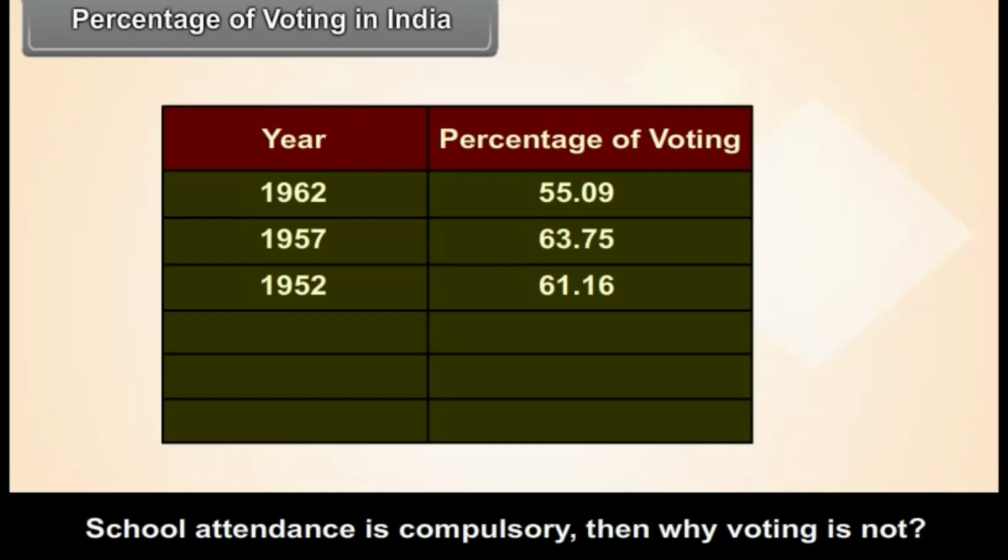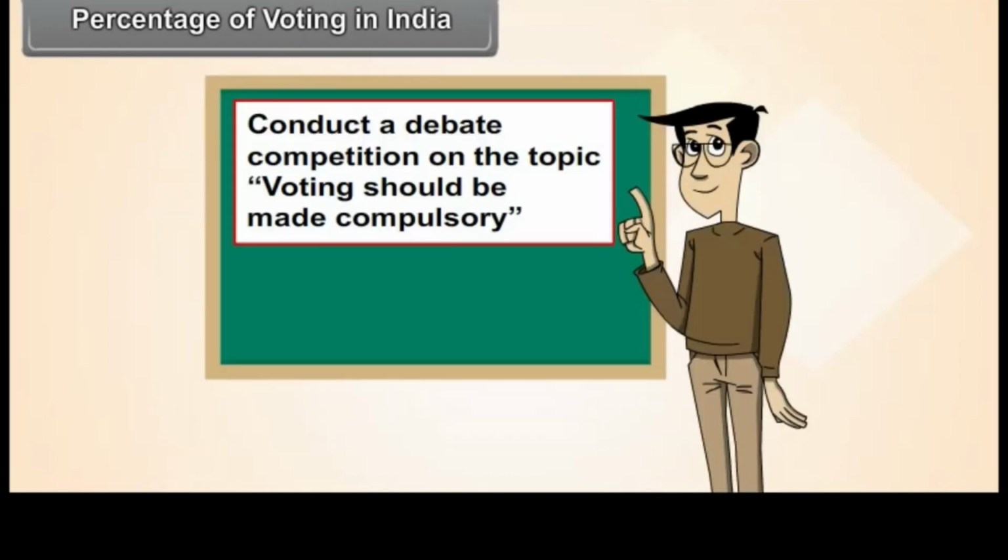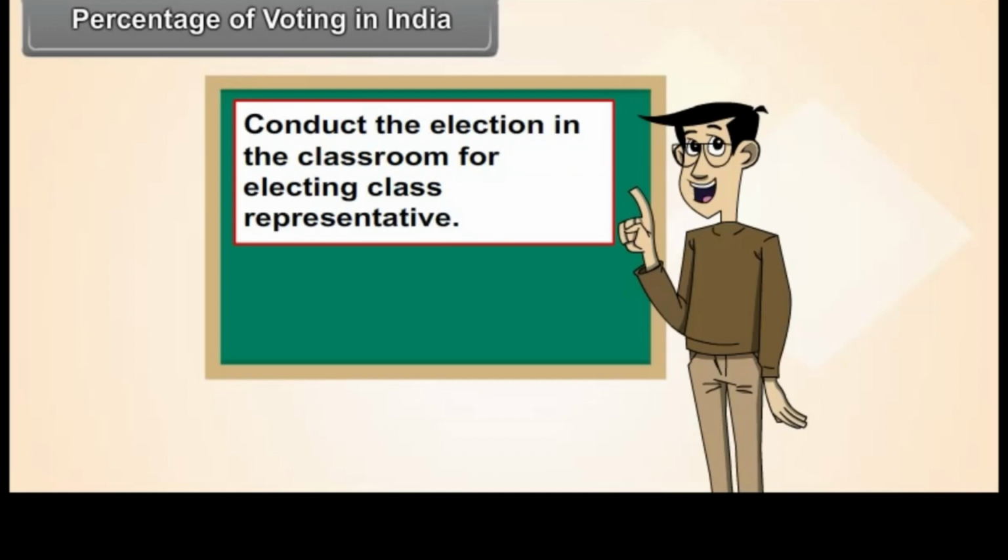School attendance is compulsory. Then why is voting not? Activity. Conduct a debate competition on the topic voting should be made compulsory. Conduct the election in the classroom for electing a class representative.